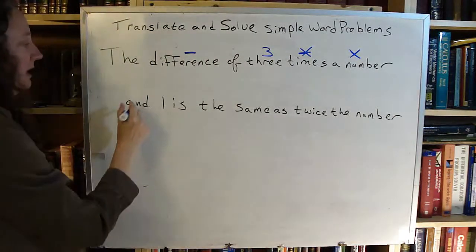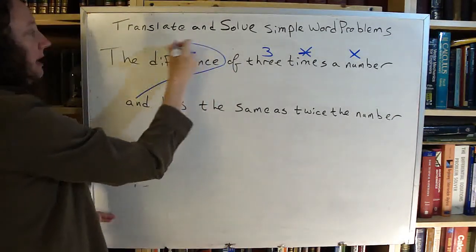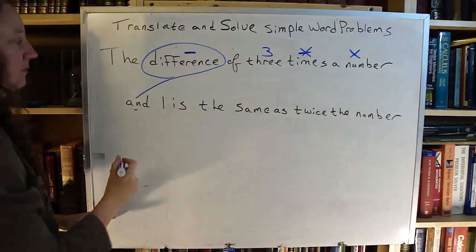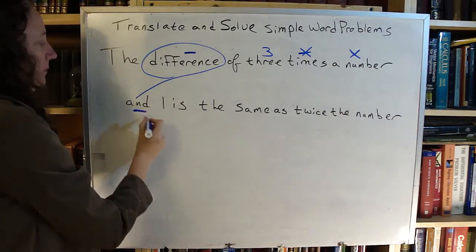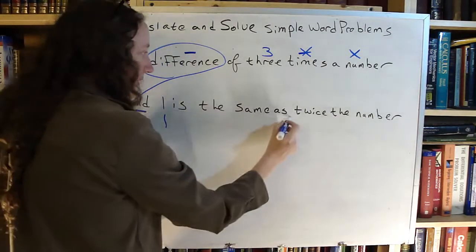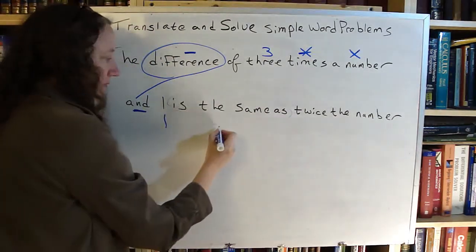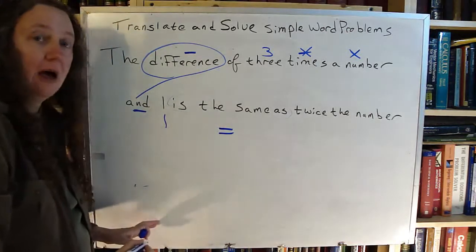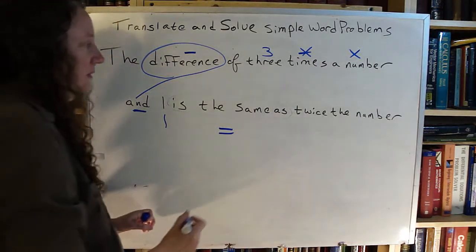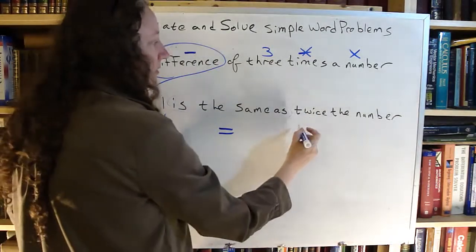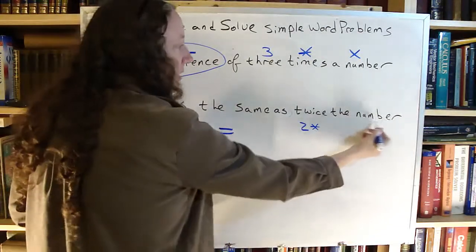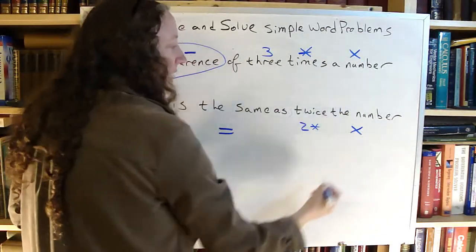Now I get to my word "and", which reaches back, grabs that difference, so that's going to be my minus sign. Then I have 1, then I have "is the same as". It's a lot of words just to say equals. Twice means 2 times the number, x.